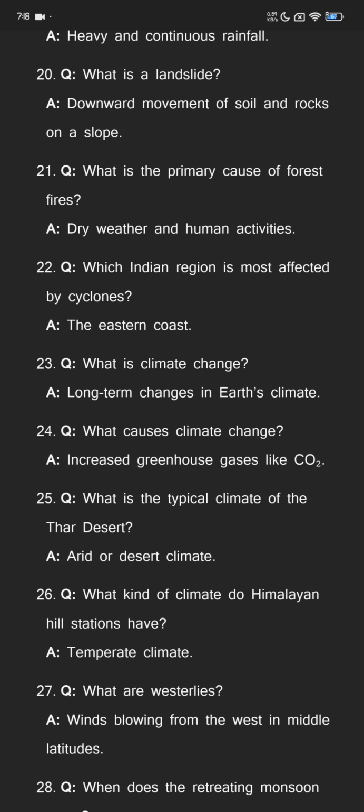What is climate change? Long-term changes in Earth's climate. What causes climate change? Increased greenhouse gases like CO2. What is the typical climate of the Thar Desert? Arid or desert climate. What kind of climate do Himalayan hill stations have? Temperate climate.